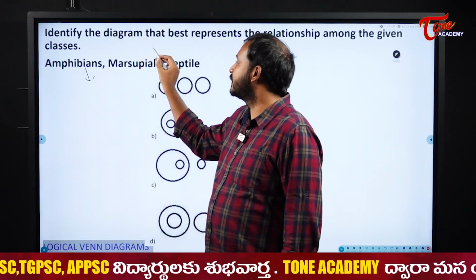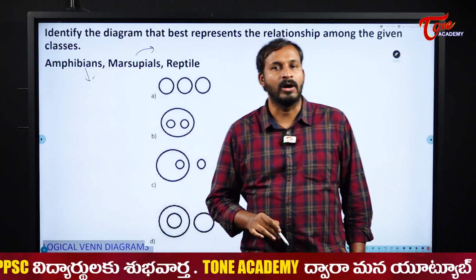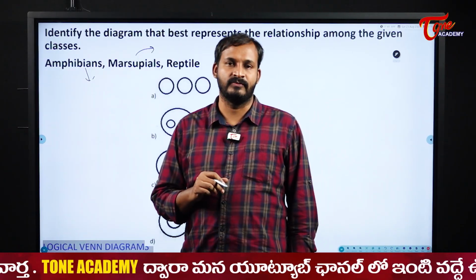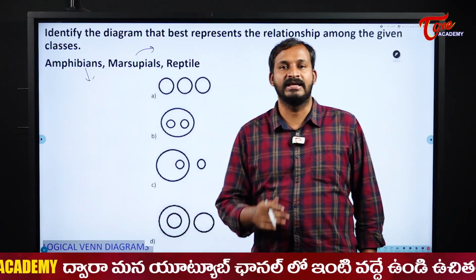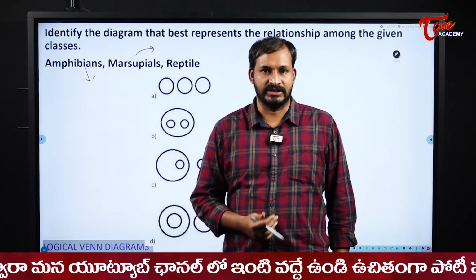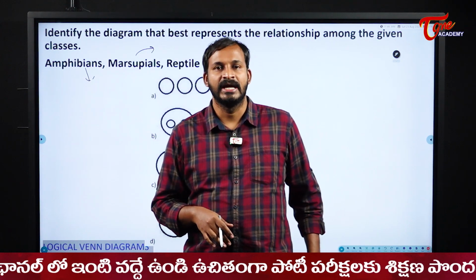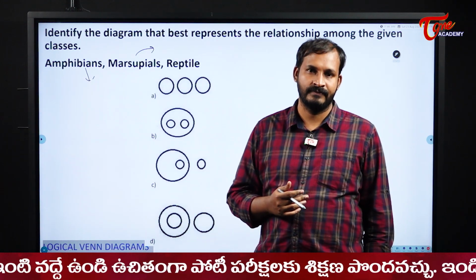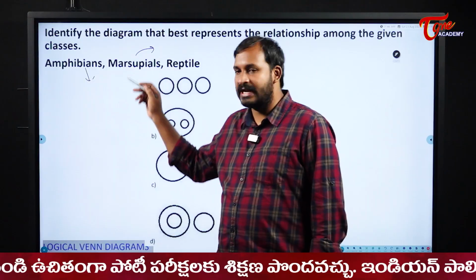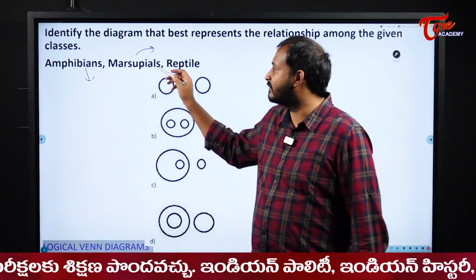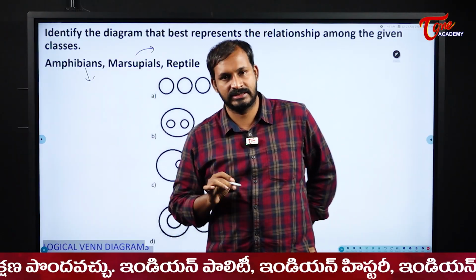What are marsupials? Which animals are called marsupials? Means the animals which carry their babies in pouches. They will have a pouch and they will carry their babies inside that pouch. The best example is the kangaroo. So, a kangaroo will carry its baby in its own pouch. Those types of animals we call marsupials.